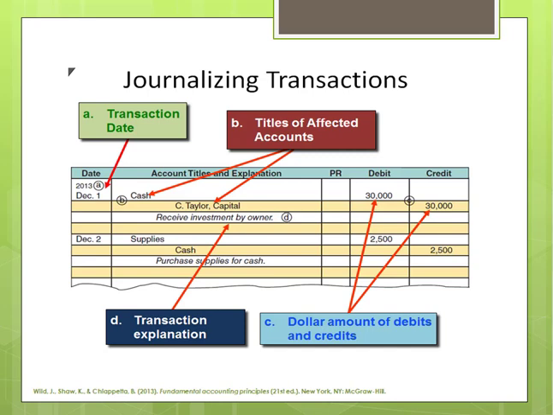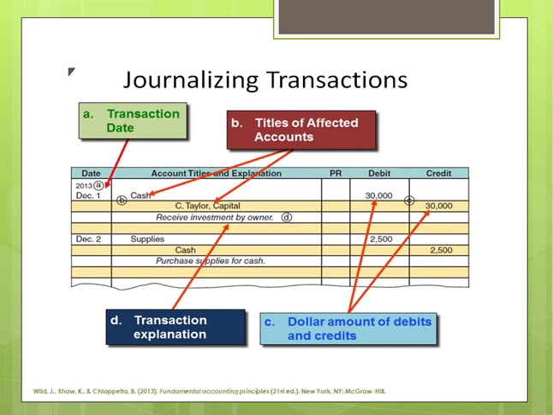The first critical element of a journal entry is we have to enter the date. This is going to tell the accounting system which accounting period to place this transaction in. So it's very important that we enter the date.